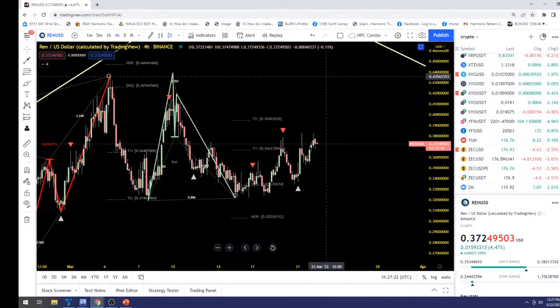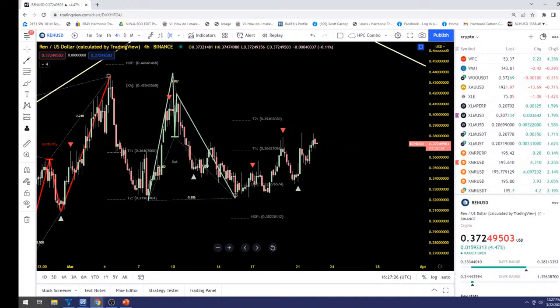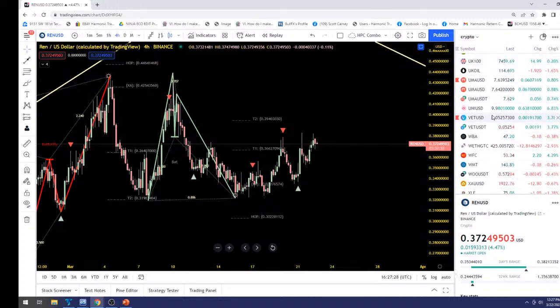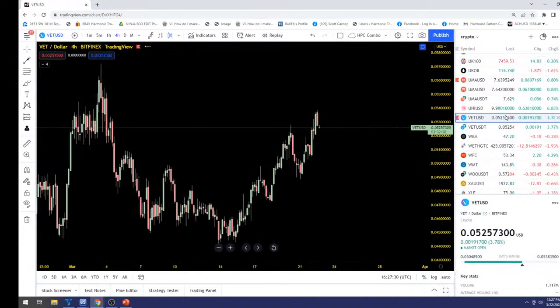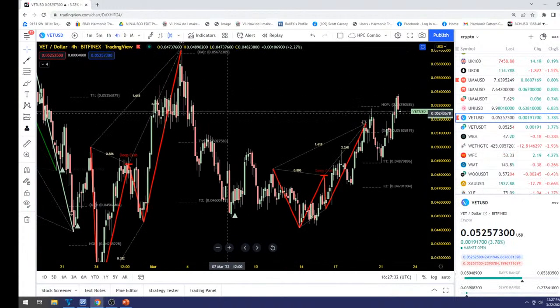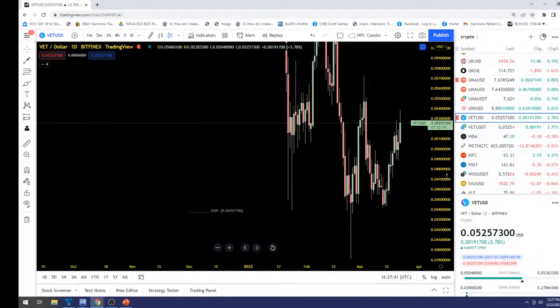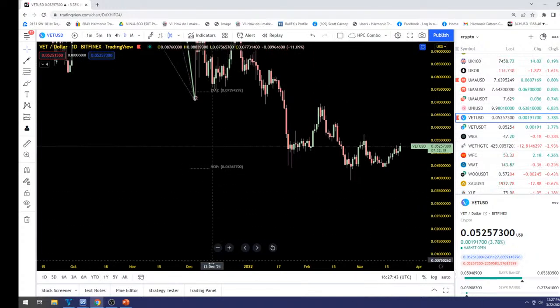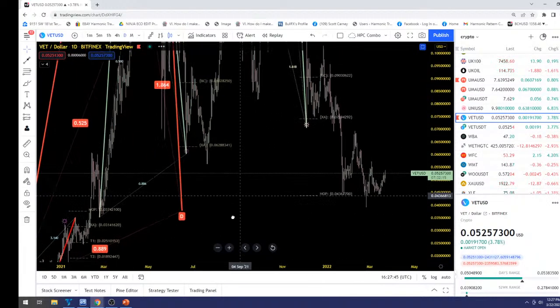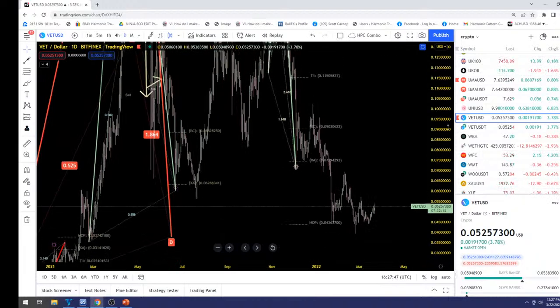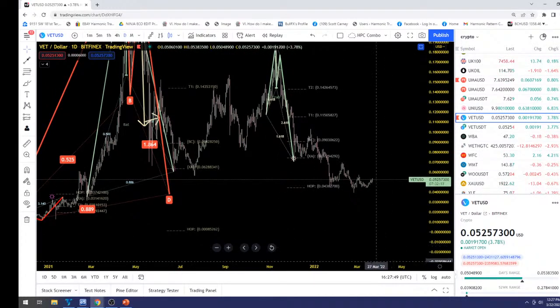Here's a great one. Phenomenal. Here you go. VeChain. All right, 4-hour chart. You're hitting a type 2 crab pattern, deep crab, but that's not my concern. This is what I want to find. Big crab pattern on the daily at the HOP. This is VeChain.